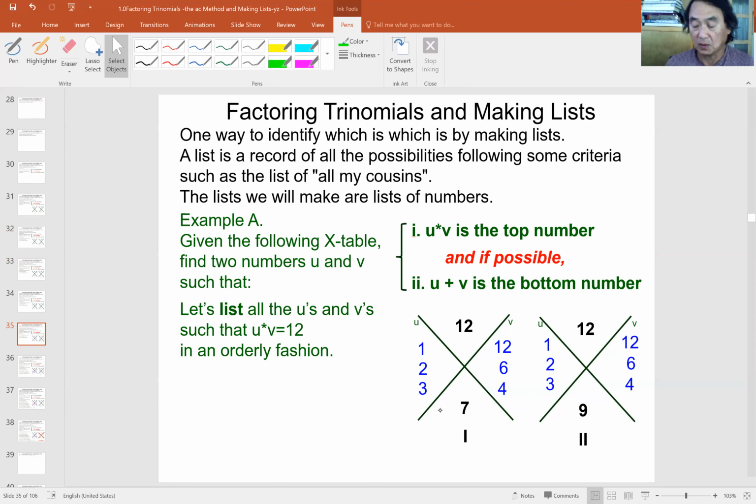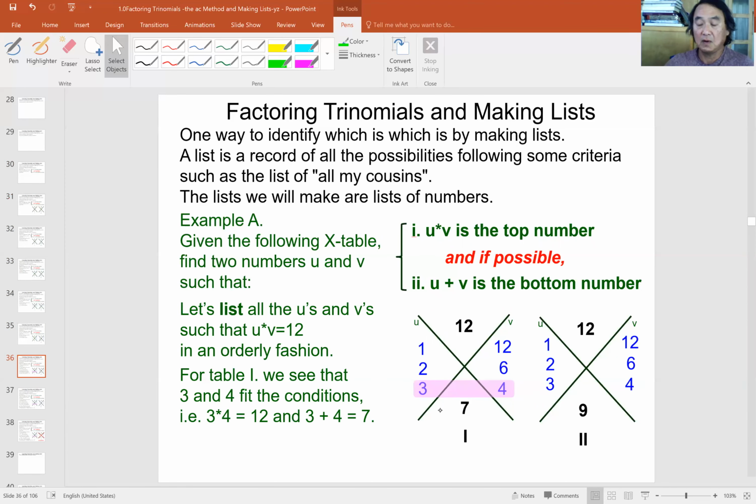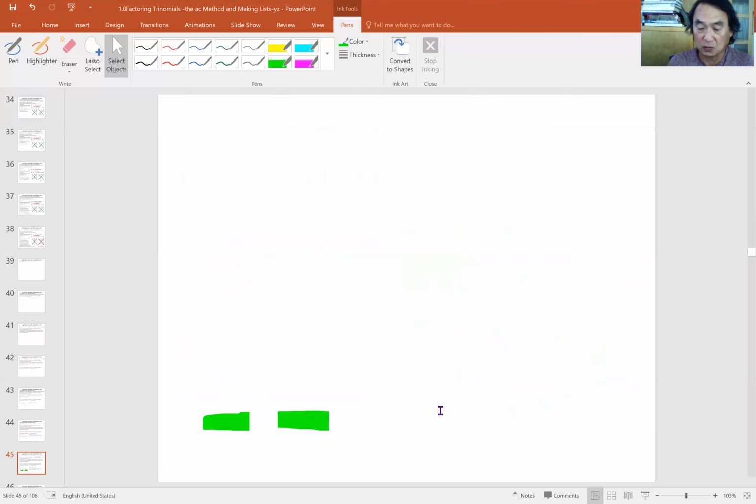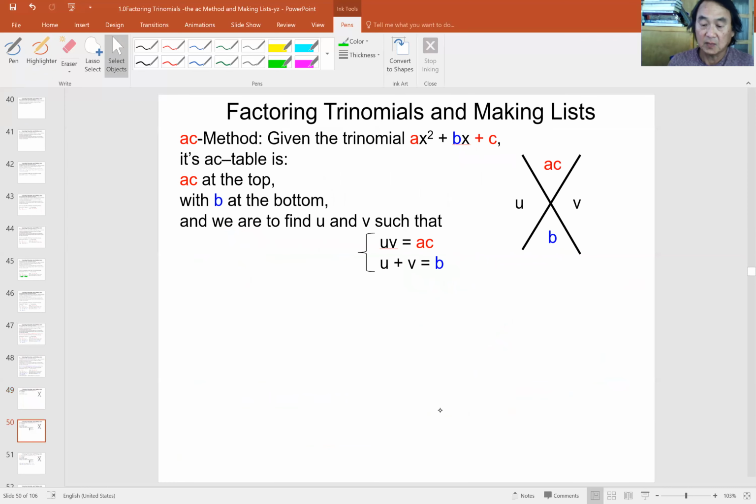If it's possible, the one on the left, 3 plus 4 is 7, is possible. The one on the right, if you look at the list, it's not possible to add to 9. And this little check is the basic core in the AC method. Okay, now let's demonstrate how we use this method to factor something more complicated.